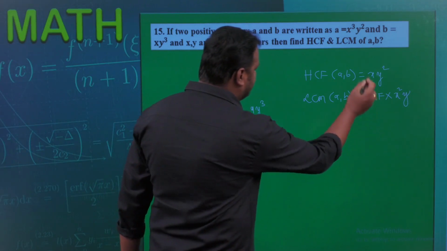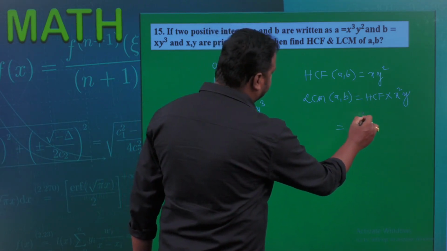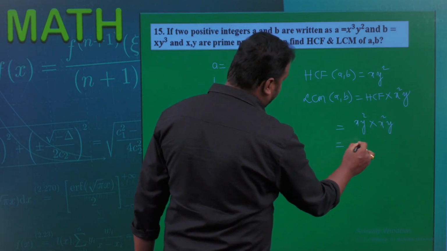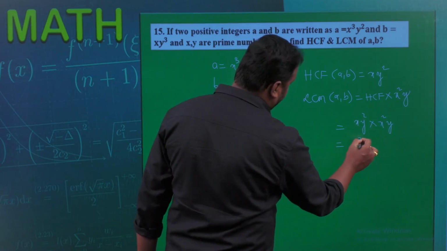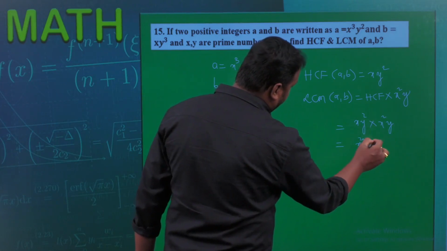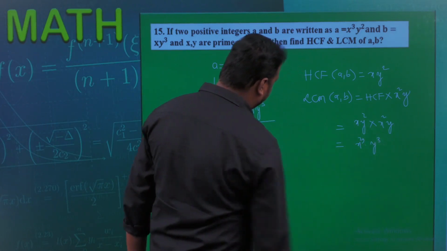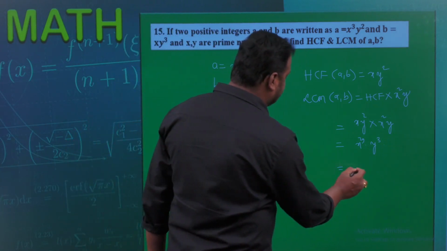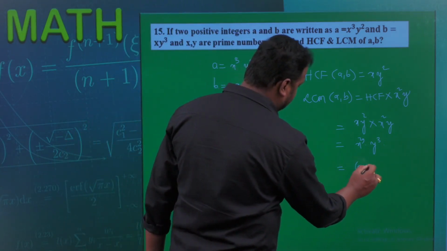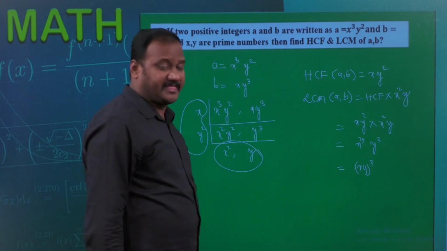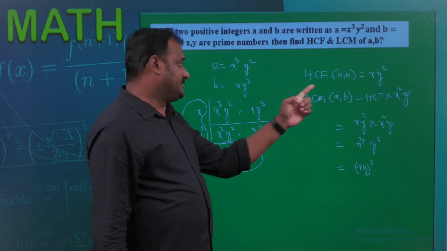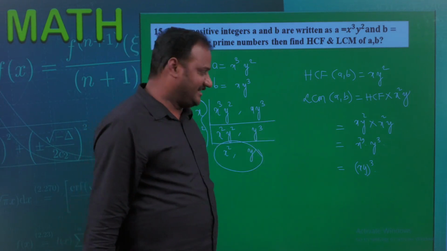So HCF is going to be xy square into x square y. So x into x is equal to x square into x is equal to x cube, into y square into y is going to be y cube. So x cube into y cube, of course you can even write this as xy whole cube also. So xy whole cube is the LCM of those two numbers and HCF is going to be xy square, right?